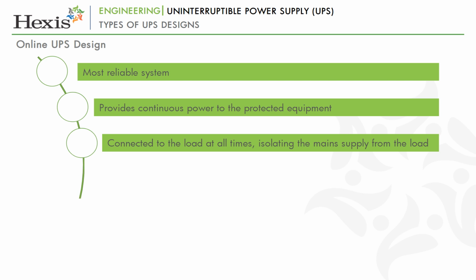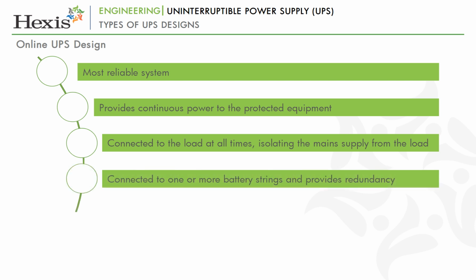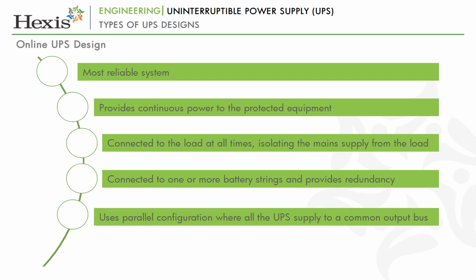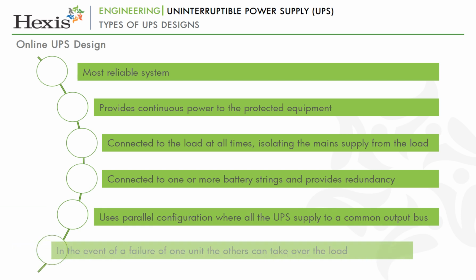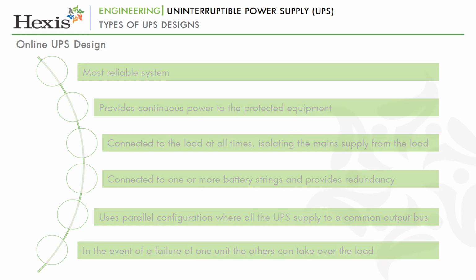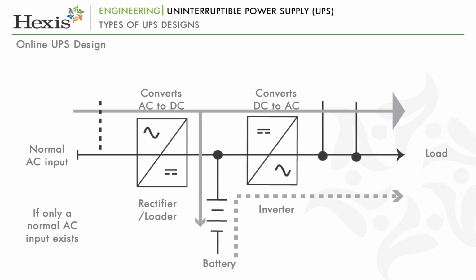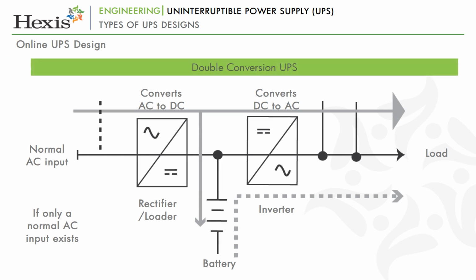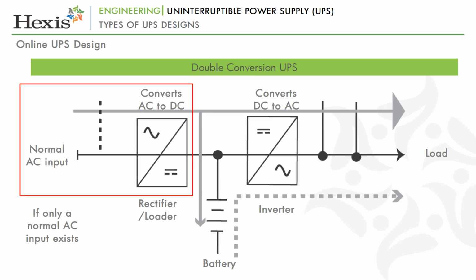Each module of the UPS may be connected to one or more battery strings. Multiple strings provide redundancy in case one string was to fail. In a parallel configuration, all the UPS supply to a common output bus, and in the event of a failure of one unit, the others can take over the load. An online UPS is also known as double conversion UPS, as the incoming main supply, that is AC, is first converted to DC in a rectifier.